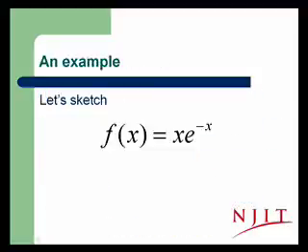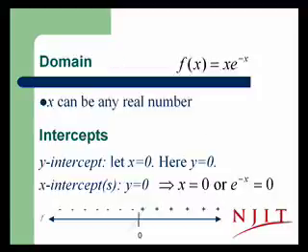We'll consider f of x is x e to the negative x. So here we're going to start with the domain. X can be any real number. We can plug in any x value into x e to the minus x. Next we look into the intercepts. We let x equal 0, and that simply says that y is equal to 0 there.